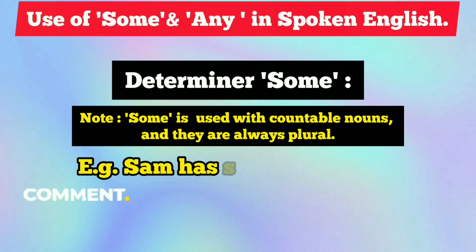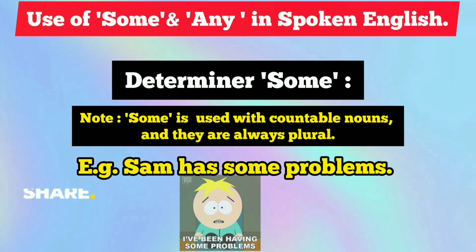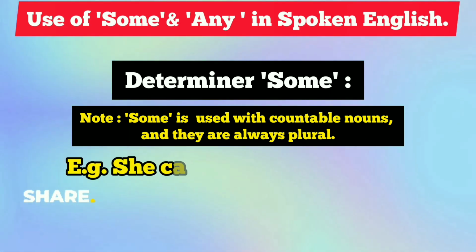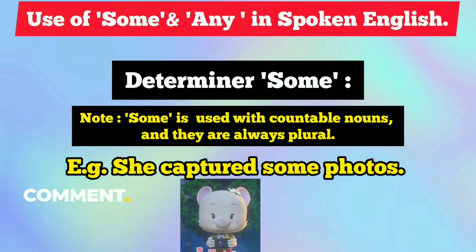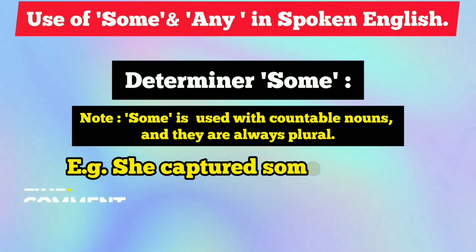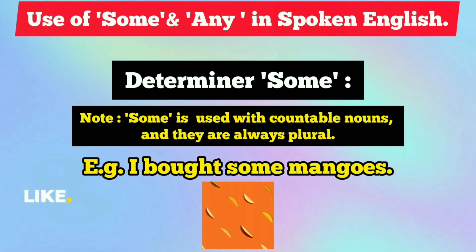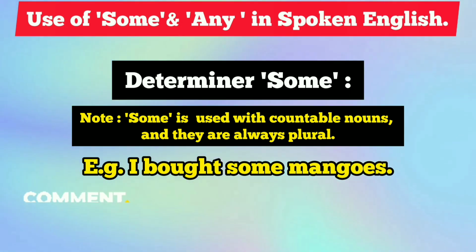So as you see the example, Sam has some problems. I'm using the plural form, problems. She captured some photos. I'm quite sure it's clear. Again the plural form. I bought some mangoes. Again plural, because I'm using a countable noun. I have to use the plural form.